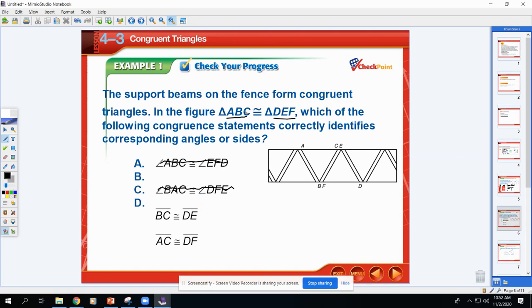Now let's take a look here. BC congruent to DE. Well, BC is the second and the third letter in this. DE would be the first and the second. So this is not going to be the answer here. So our answer here must be AC. AC is the first and the third. DF is the first and the third. So we know here our answer would be AC is congruent to DF.